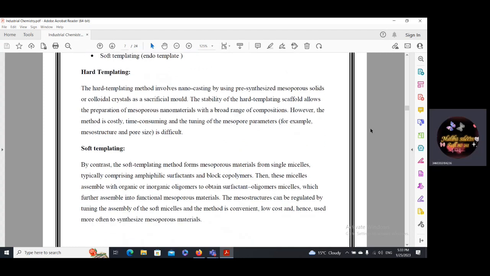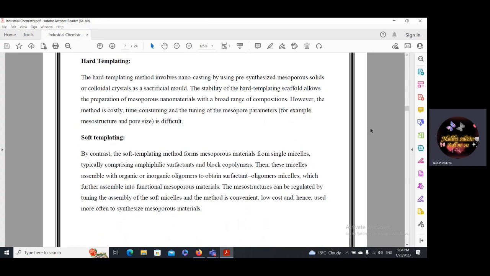Then we discussed hard and soft templating. First one is hard templating. The hard templating method involves nanocasting by using pre-synthesized mesoporous solids or colloidal crystals as a sacrificial mold. The stability of the hard templates allows the preparation of mesoporous nanomaterials with a broad range of compositions. However, the method is costly, time-consuming, and the tuning of the mesoporous parameters, for example, mesostructures and pore size, is difficult. Second one is soft templating.